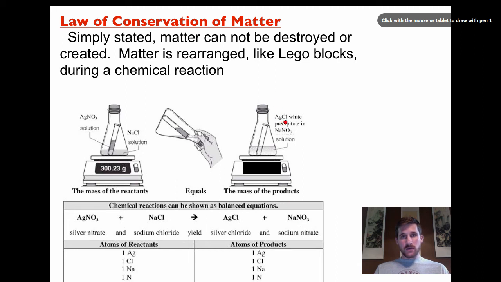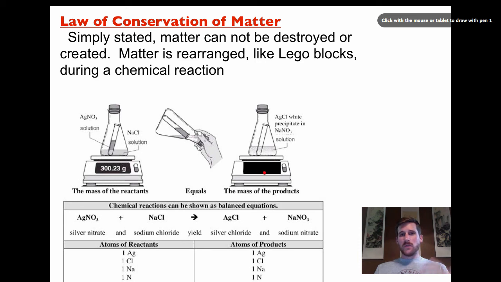And it says here that silver chloride is a white precipitate, or a white solid. And you would see that visual solid forming in this solution. So even though it looks like we're getting matter, some solid, right? It's not, in fact, new atoms. We're just rearranging them to get a new thing, a new substance. That's the silver chloride. So if you look at the mass here of everything in this, well, we'll call it a system, right? So the silver nitrate, the sodium chloride, the flask itself, we have 300.23 grams, right?